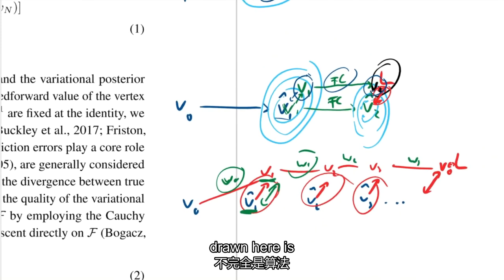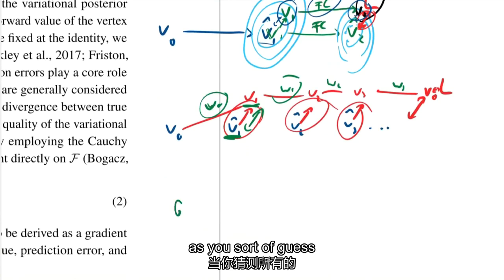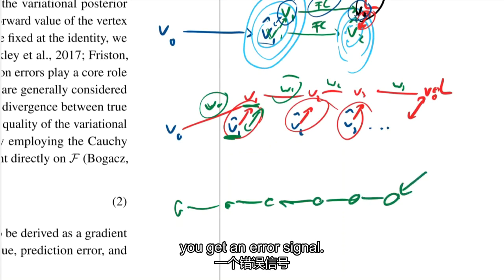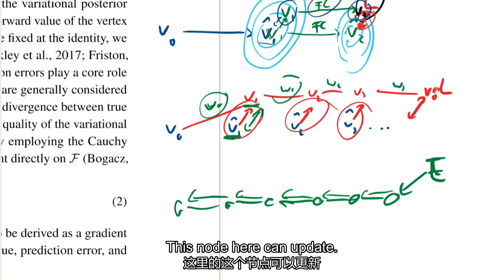What I've drawn here is actually not exactly the algorithm, but I hope you get the point. So step 1 is you guess where all the stuff is initially. Then at the end, you get an error signal, right? Then you distribute that error signal backwards. And that is not the same as distributing a gradient. I know it looks the same, but it is not the same. And so I have to say, they say this is only local and doesn't require a backward sweep. I think when I look at this algorithm, it very much does require a backward sweep. It goes from the back to the front. In fact, it goes from the back to the front many times. Now you can do that in parallel. So this node here can update.